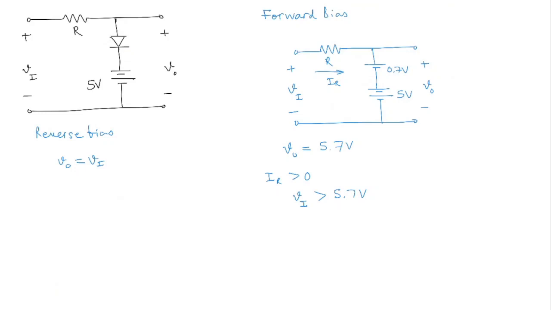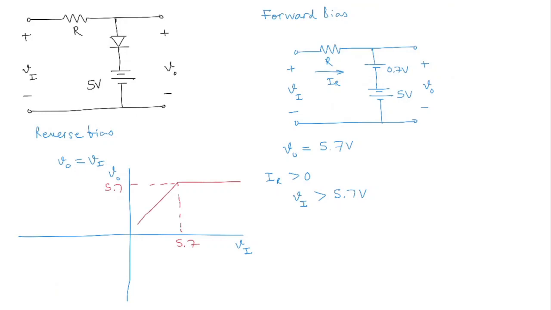Okay, and so if you draw your characteristic, you should get something like this. You have VI, you have VO, and when VI is greater than 5.7 volts, you get this, so this is basically 5.7 and this is 5.7, and below that you have VO equal to VI. Okay, hopefully that makes sense.